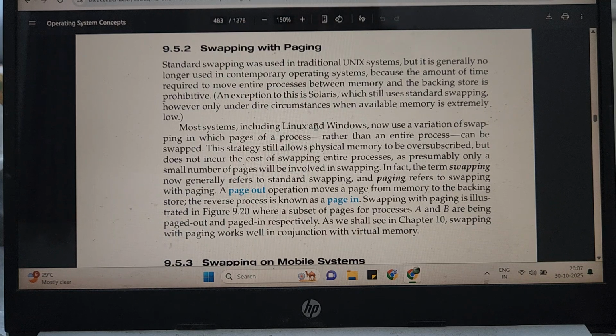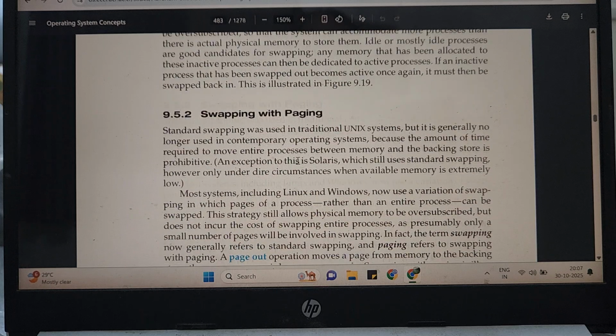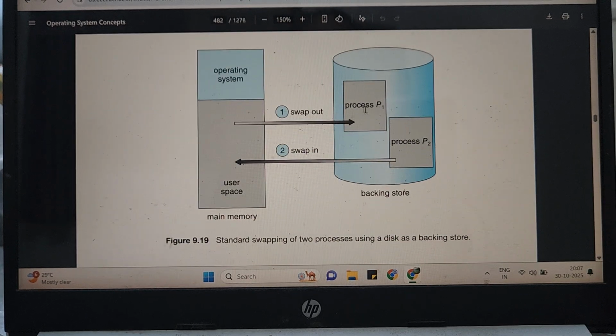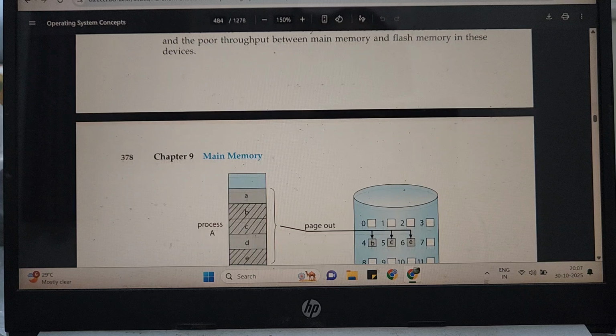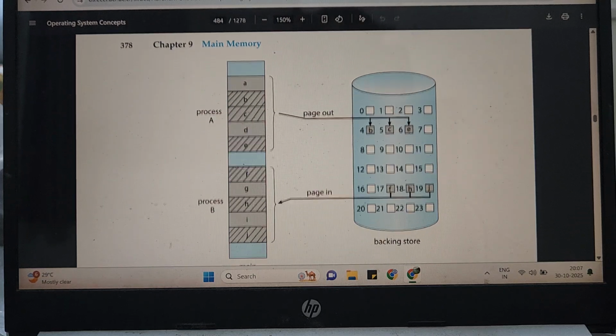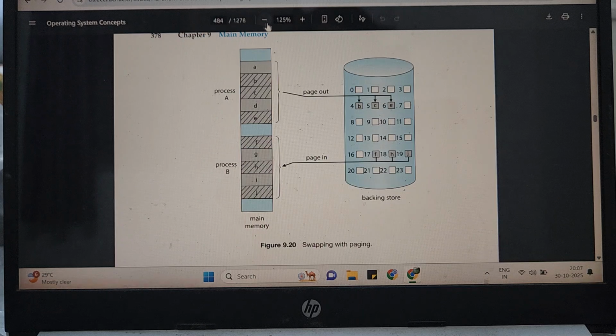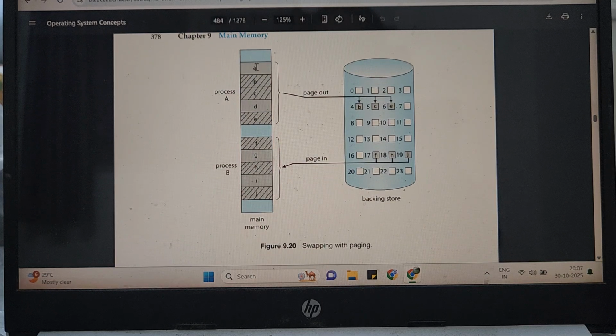Now in swapping with paging, the idea is, instead of swapping out or swapping in my entire process, what if I can swap out and swap in specific sections of my process, specific pages. So we'll look at the diagram and understand better. This is fine, right? So you have process A, which is divided into 5 segments, A, B, C, D, E, segments or pages. Process B again is divided into F, G, H, I, J, right?